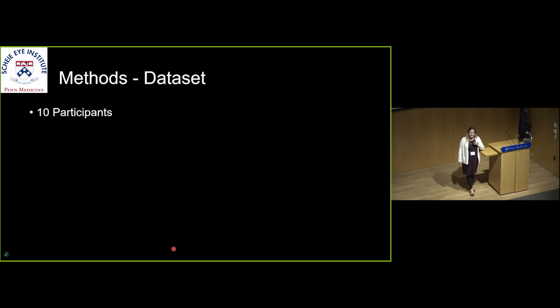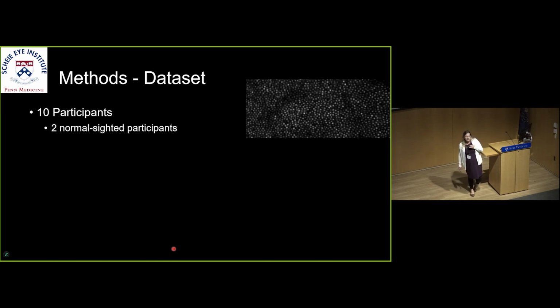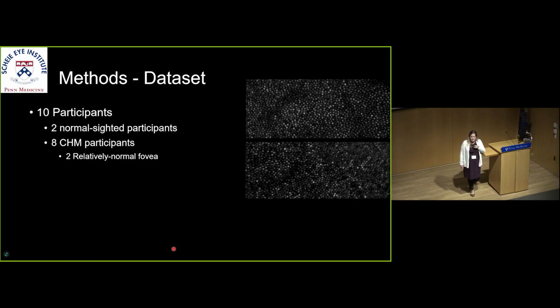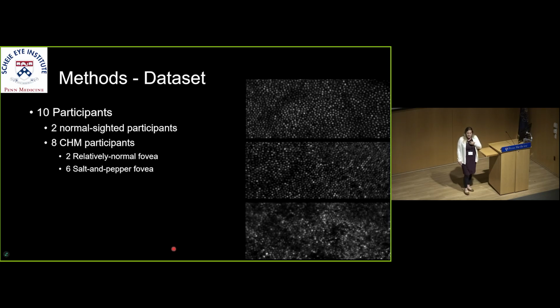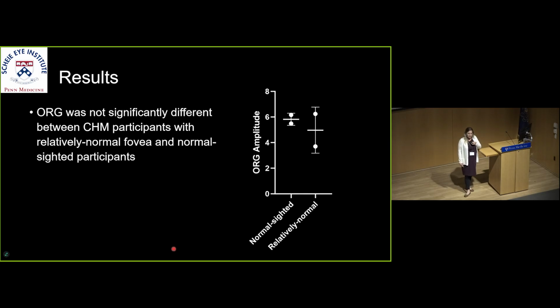We had 10 participants in this particular study. Two were normal-sighted controls, and then we had 8 CHM patients. Two of those CHM patients were categorized as having a relatively normal foveal appearance on the AOSLO image, whereas 6 of those individuals were characterized as having the salt and pepper phenotype in the foveal region.